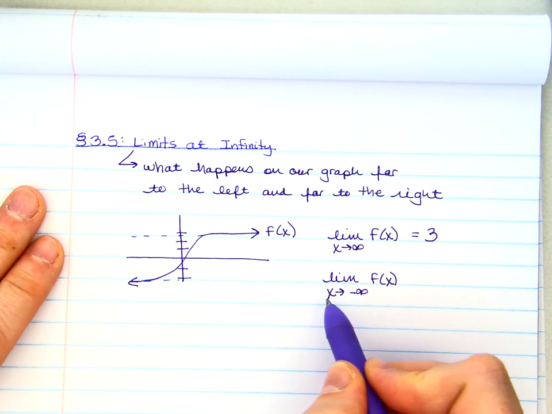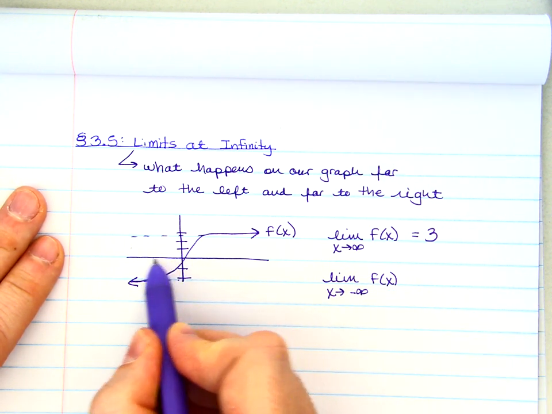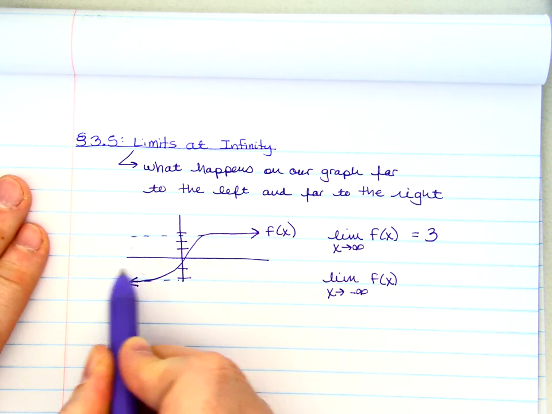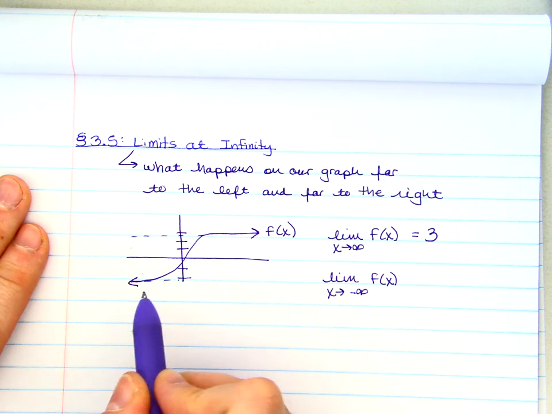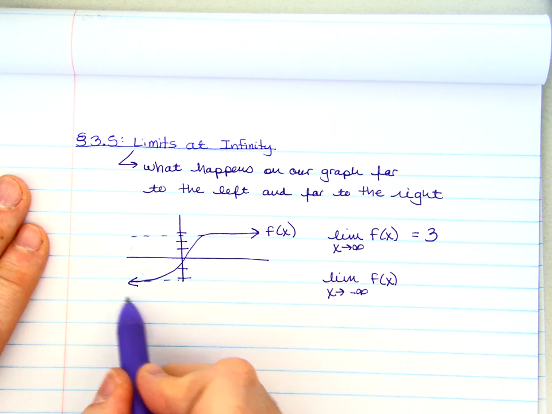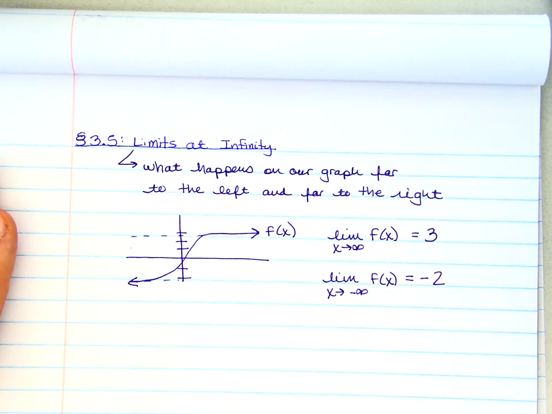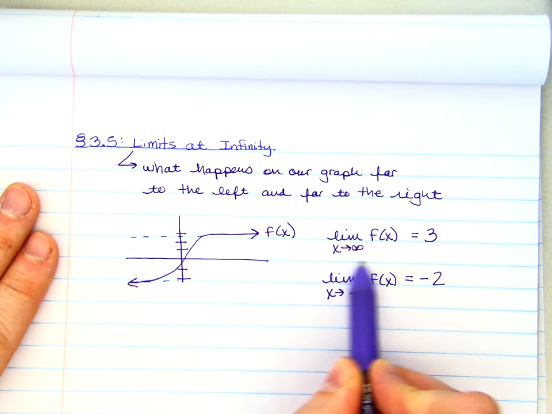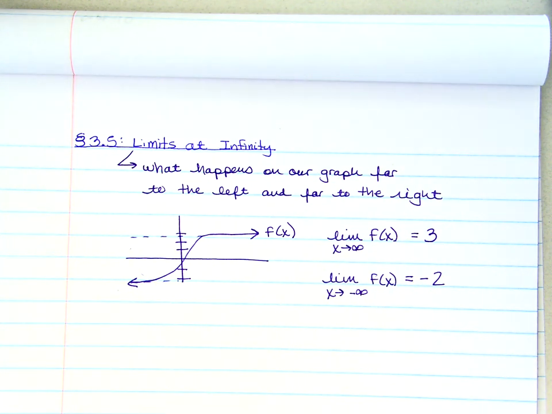In a similar idea, the limit as x approaches negative infinity of f of x, as my x's are getting more and more negative, as I'm going way far to the left, my graph seems to be leveling out at that horizontal asymptote. This section is really all about horizontal asymptotes. Horizontal asymptote at negative 2, so I'm going to say that that limit equals negative 2. I don't care at all about what's going on in the middle, just far to the right if I'm doing the limit as x approaches infinity, and far to the left as I'm doing the limit as x approaches negative infinity.